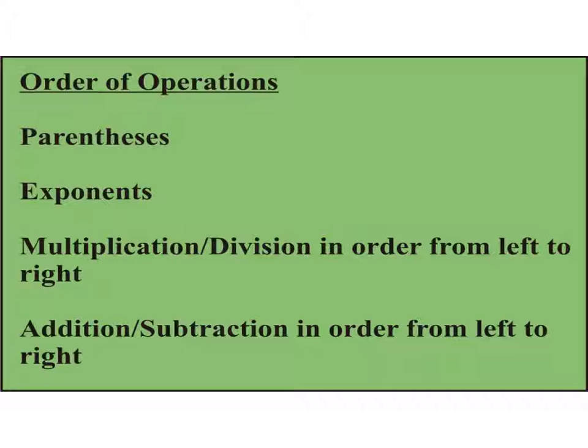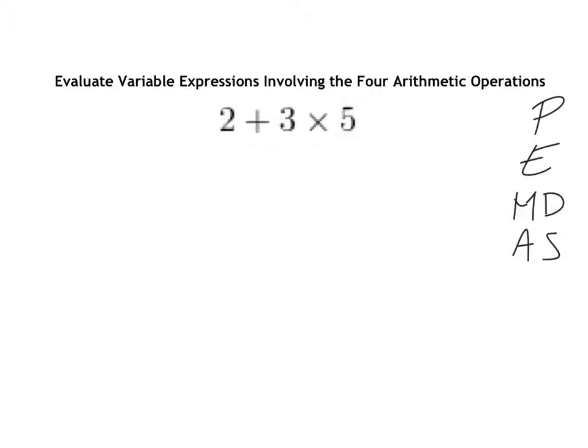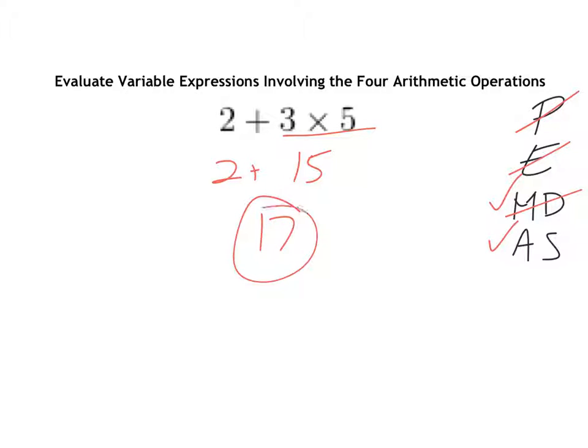Just a reminder of our order of operations. We are going to be using these in the next steps. If we just have numbers in the expression, we follow our order of operations. I don't see any parentheses or any exponents. I do see a multiplication problem, so I need to do that first. 3 times 5 is 15. So I've got 2 plus 15. There's no more multiplying or dividing, so I can go into add and subtract. 2 plus 15 gives me 17. So keep that in mind moving forward.